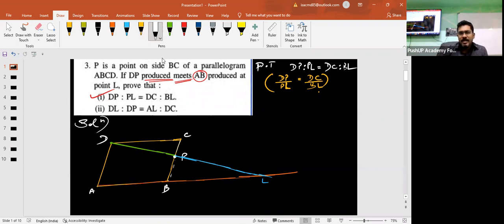So from here, I think DP is a part of triangle DPC. PL is a part of triangle BLP. Then DC is a part of triangle DPC. Then BL, that is also a part of triangle BLP, isn't it? So I got a fair enough idea that the triangles which I need to take in order to prove similarity are triangle DPC and triangle BLP, right? I will just highlight it in white color. These are the two triangles. First, I need to show similar.